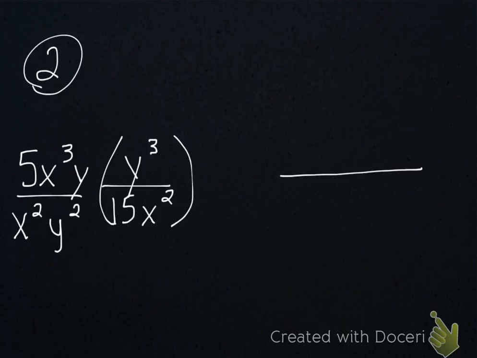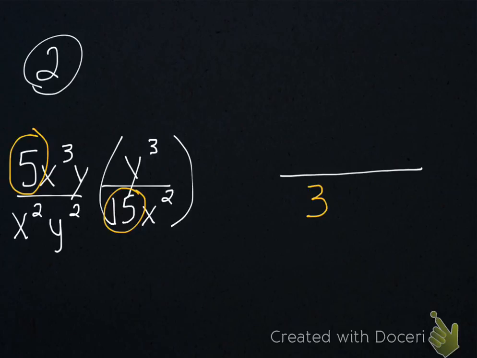Number 2. Again, all monomials, but that's okay. Look at the coefficients. I have 5 and 15. 15 is divisible by 5 3 times. Where's the 3 going to go? In the denominator, because that's where the 15 is at.